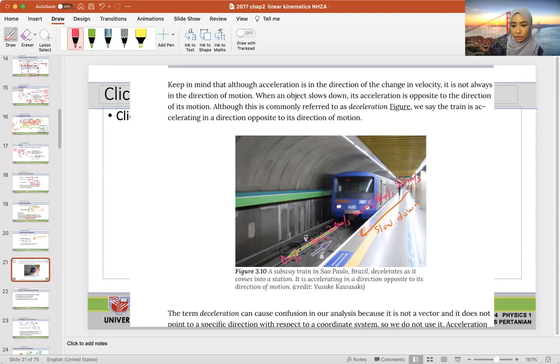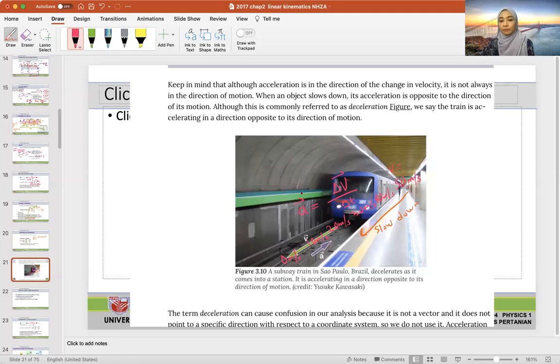So what does the train do? It is slowing down from a high speed sampai it comes to a complete stop, which is 0. So this is velocity 50, velocity 40, velocity 30, velocity 20, velocity 10, velocity 0. So these are the changes in velocity. When we have a change in velocity over a duration of time, we will have acceleration. The only thing that we don't know is what is the acceleration? Is it a positive or is it a negative?